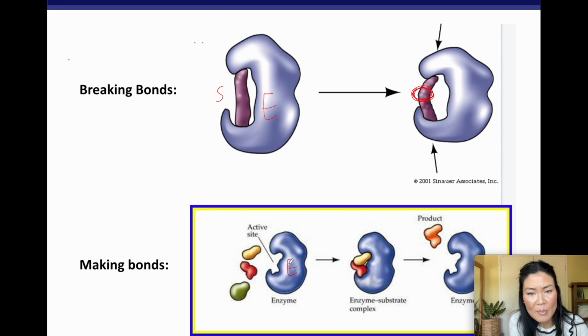Versus making bonds, the enzyme is going to bring all the substrates together and bring them in close, and they're going to go into the active site, bring them super close so that the bonds can be made, and then you end up with the product, okay? So enzymes can speed up these reactions of either breaking bonds or making bonds, where the substrate goes into the active site. For breaking bonds, it puts physical strain on the bonds, breaking them. Making bonds, it brings the substrates super close to each other so that the bonds can be made, so that the product can be made.